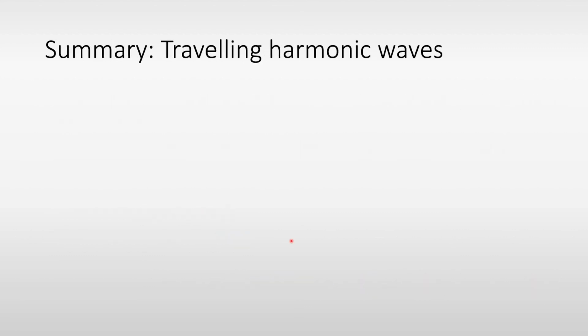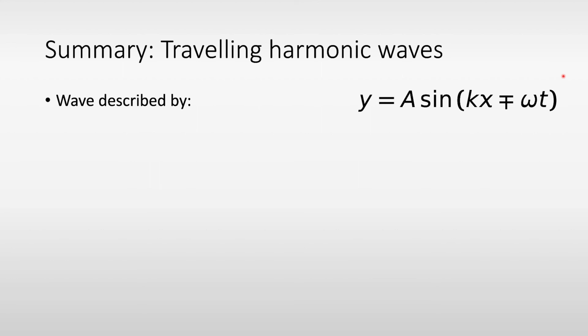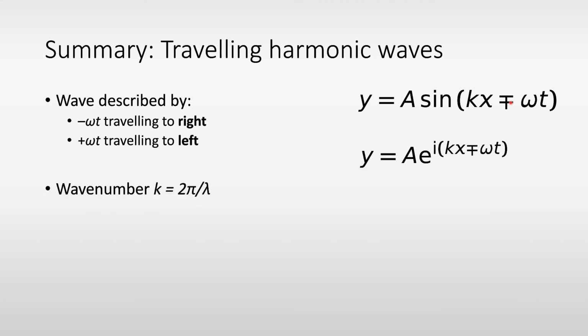In summary, when we look at harmonic travelling waves, the wave is described by a sine (kx minus/plus omega t). We've represented it like this because of that reverse relationship between omega and the direction of x in which it moves. Remember, negative omega t means travelling to the right, while plus omega t means travelling to the left. We defined a wave number, k equals 2 pi on lambda, which allows us to define the phase velocity v as equal to the angular frequency divided by that wave number. And all of these equations we'll be using to build our understanding of waves travelling through media.